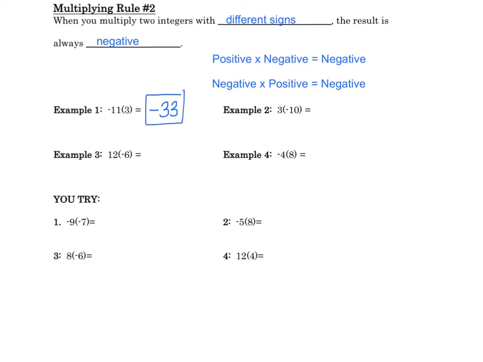Let's look at example 2. We have a positive 3 and a negative 10. So a positive times a negative gives us a negative, and 3 times 10 is 30. So your answer is negative 30.